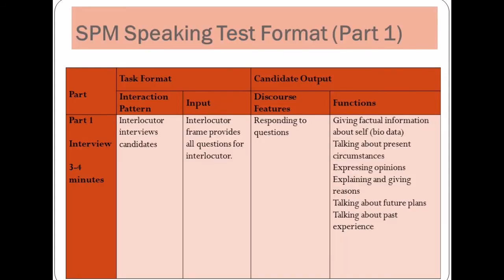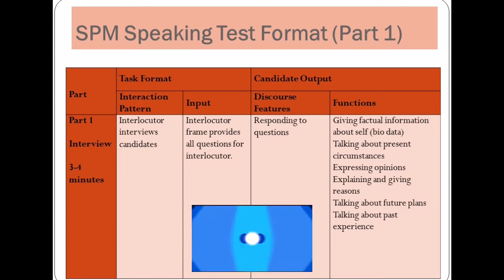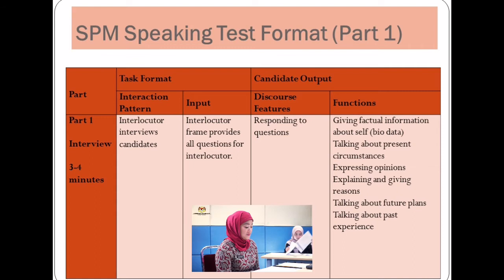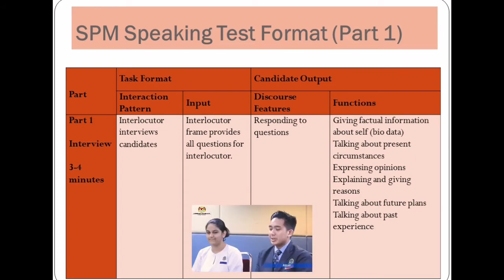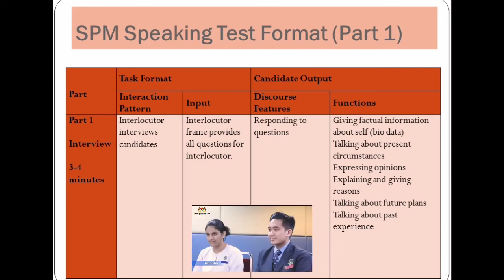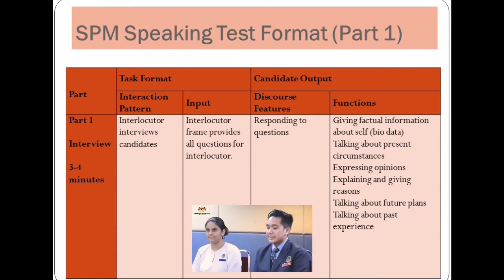The interlocutor, that is the speaking examiner, will greet you and ask you a few questions during the Part 1 interview. Speaking examiners are the interlocutor and the assessor. The assessor is a teacher from a nearby school appointed by the Assessment and Examination Sector in the State Education Department, while the interlocutors are teachers who teach in your school.